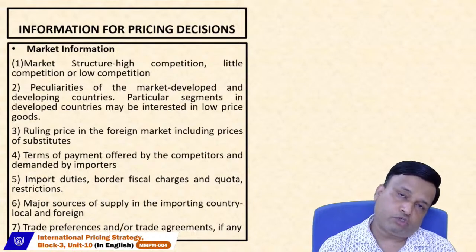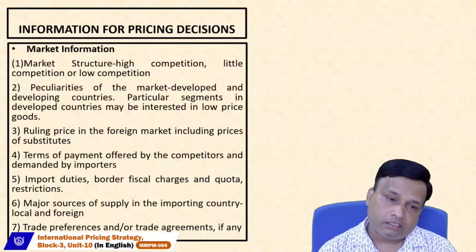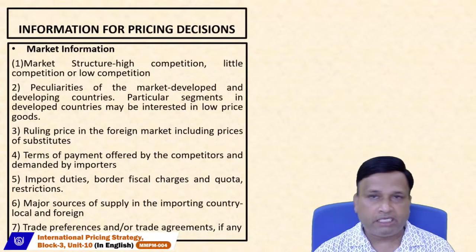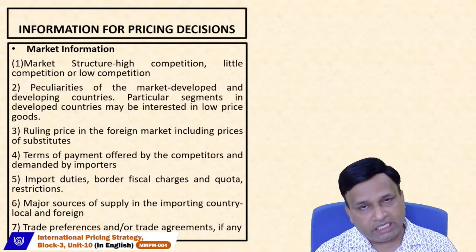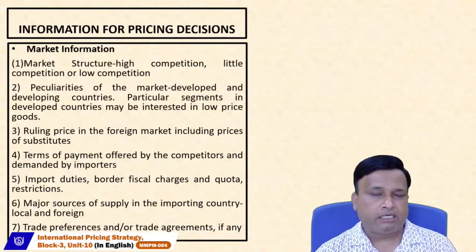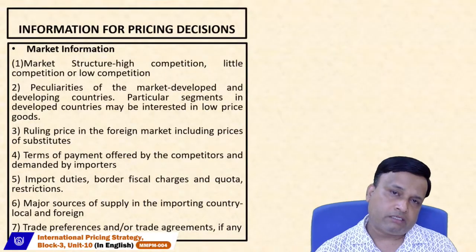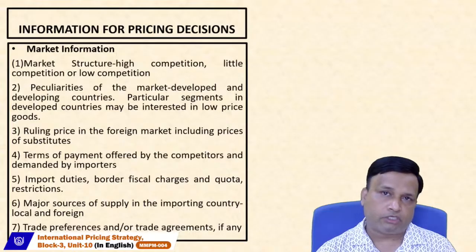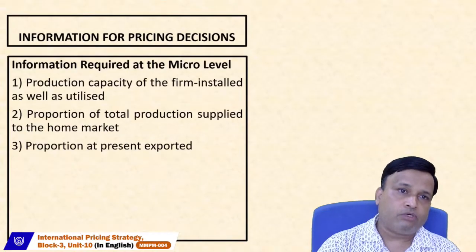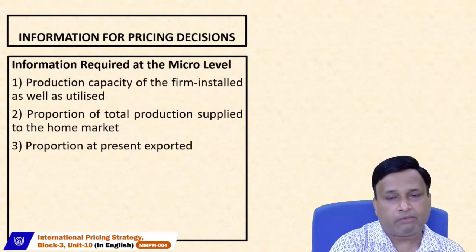Then trade preference or trade agreement, if any. You have to see whether there is any agreement, like an FTA, or if you are dealing with economic regions, the rules may be different for the regions themselves. Then the second one: information required at the micro level.